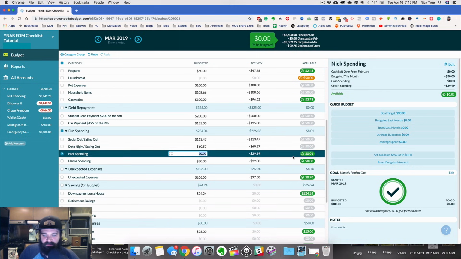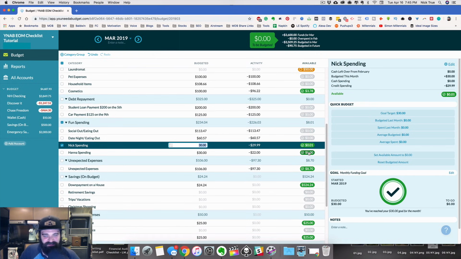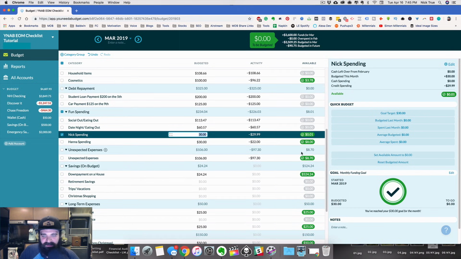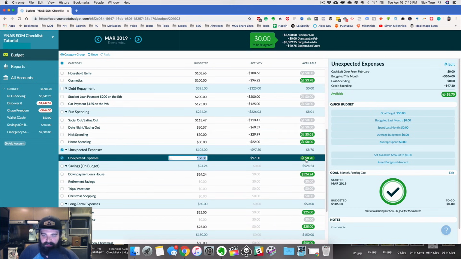We always let our individual spending roll over. You can see in this example, I have 1 penny left that I get to go into April with, and Hannah has $8 left that she can go into April with. Unexpected expenses. This is one that I will not let roll over. I will actually go ahead and use this.